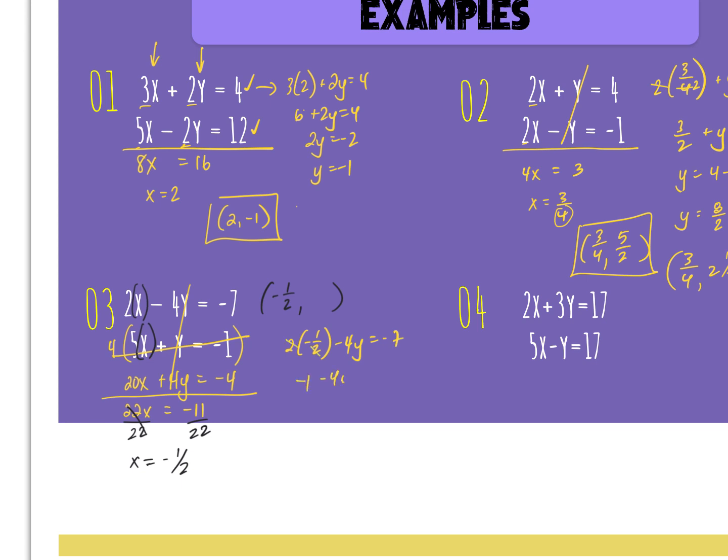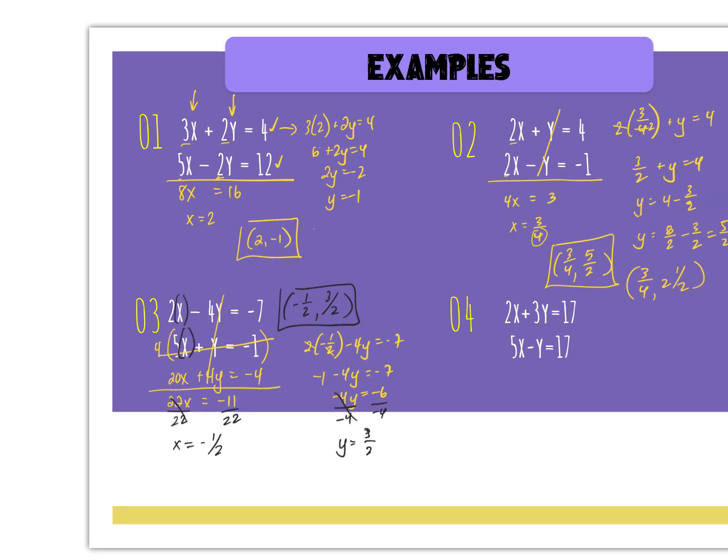Negative 1 minus 4y equals negative 7. Negative 4y equals negative 6. And when I divide by negative 4, I'm going to get y equals 3/2. Okay? And so now I have my y value. So my ordered pair is negative a half, positive 3 over 2. And again, you can leave it like that.